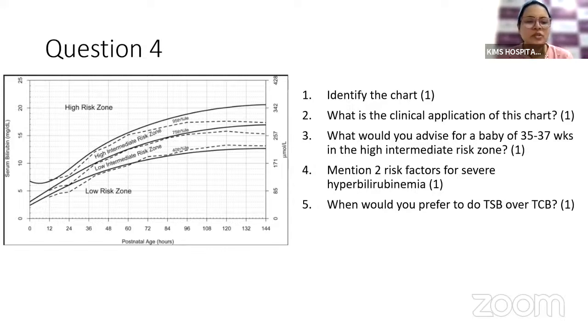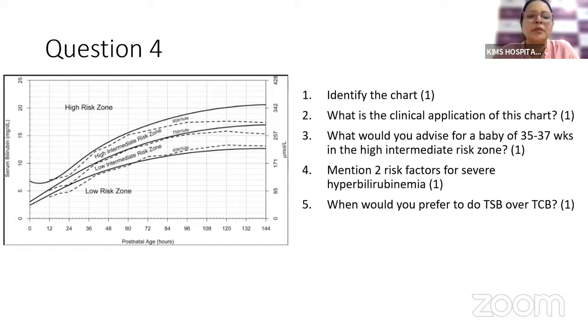So, based on the postnatal age that is represented on the x-axis, and the bilirubin levels, where you can use either serum bilirubin or transcutaneous bilirubin, represented on the y-axis, we can categorize the baby into 4 different zones: low risk zone, low intermediate risk zone, high intermediate risk zone, and high risk zone. These zones are useful for predicting the subsequent risk of development of severe hyperbilirubinemia. So low risk zone represents 0 to the 40th centile. Low intermediate risk zone represents 40th to 75th centile.